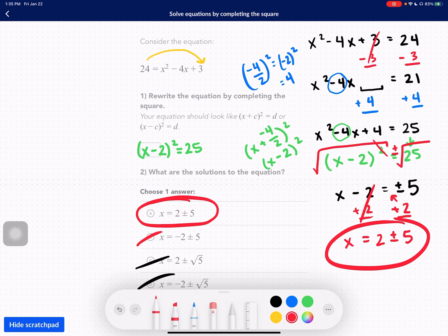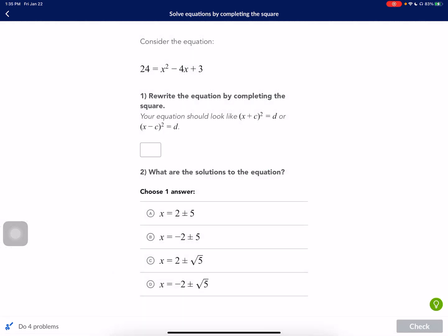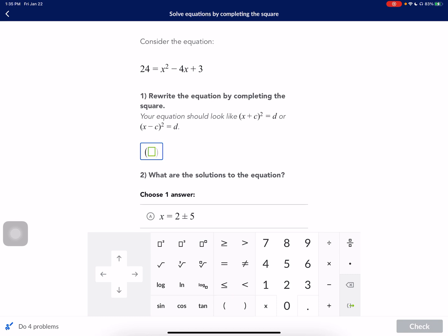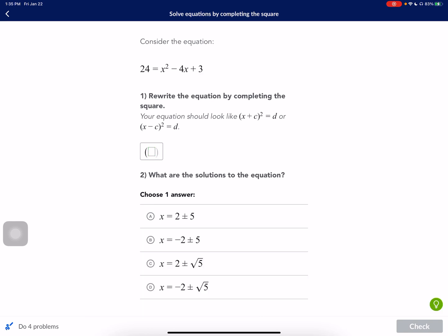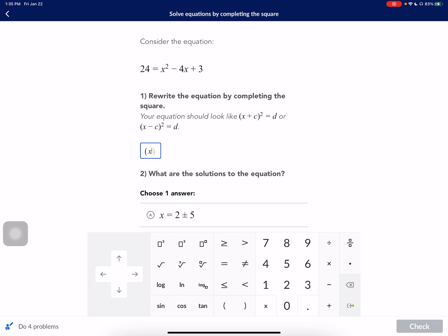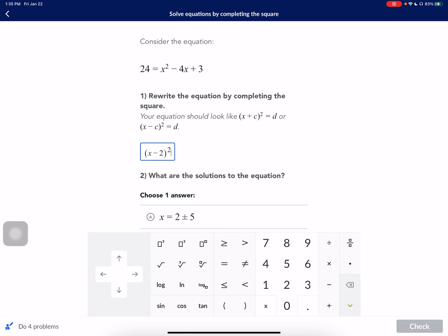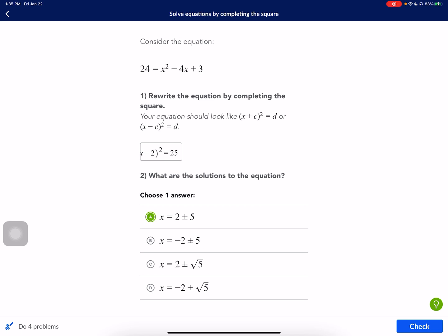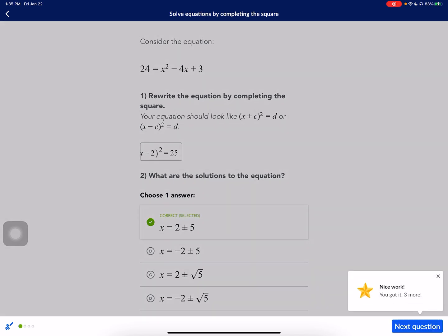I'll do one more. Let me do one more here for you. If I type this into the chat, or into this here, I have parentheses. Where are my variables at? Here? No. What is it? Oh, there it is. The x is down there next to the 0, in case you're blind like me. So it's going to be x minus 2 squared, and then equals 25. That's what goes there, and then A was our answer. Let's check it. Yep, we got it.